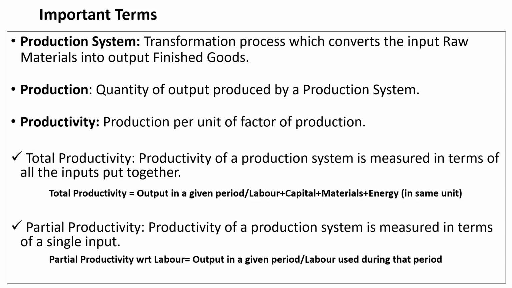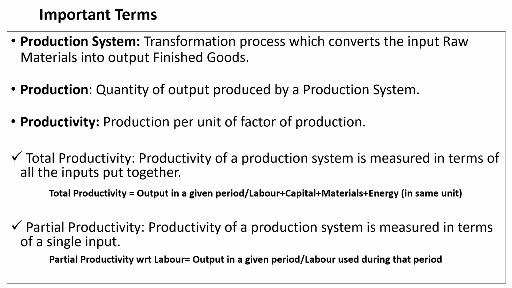Productivity basically refers to production per unit of factor of production. It is a measure of efficiency of a production system. There are two types of productivity, total productivity and partial productivity.